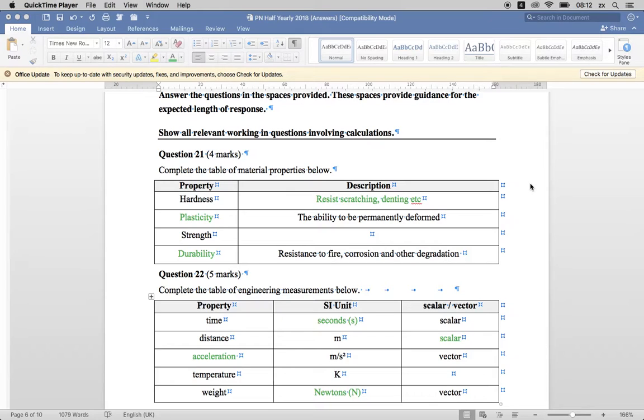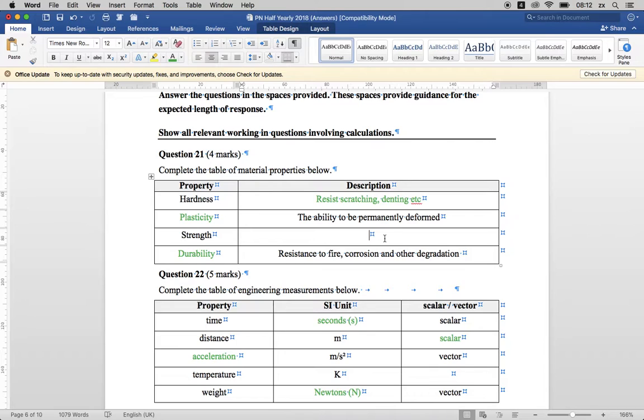The first one is hardness, and the answer I've written in here is to resist scratching, denting, etc. Now, there are some other definitions. The ability to resist wear and the ability to hold a sharpened edge are all good answers, but typically we go for hardness is the ability to resist scratching, and I would say if you're ever asked in an exam to name a mechanical property, that's a good one to go with. Hardness is a really easy one to get right.